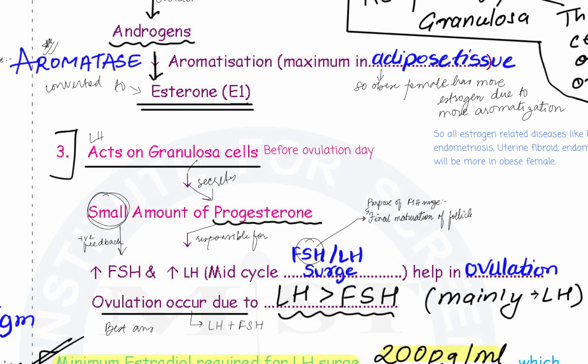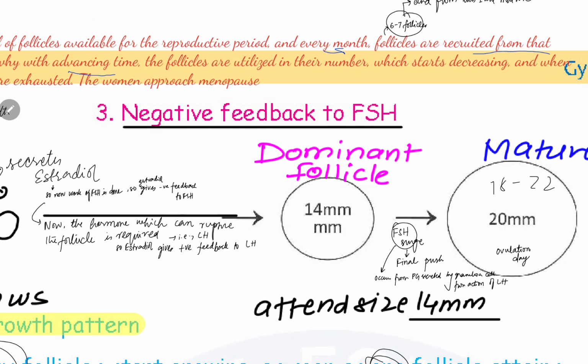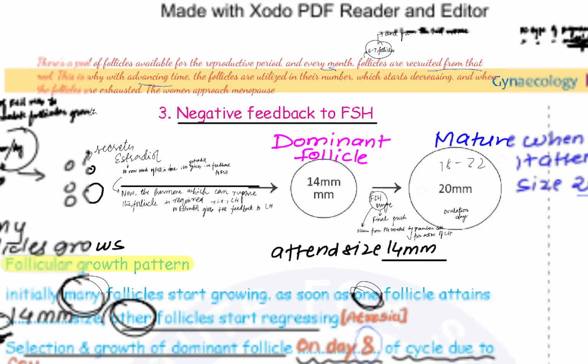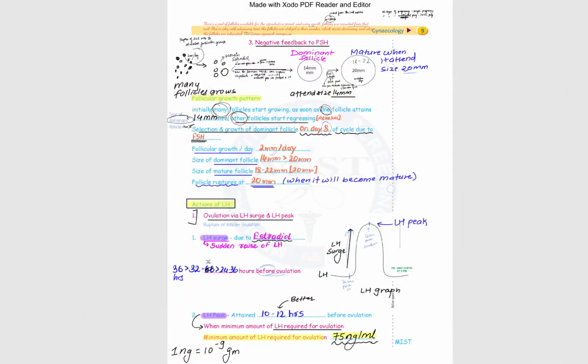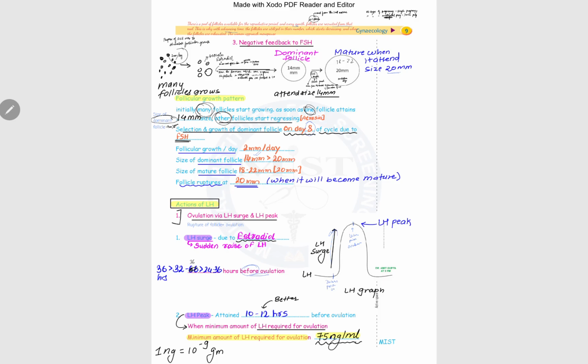Now, LH also acts on granulosa cells before the day of ovulation. So what will these granulosa cells do? They will secrete a small amount of progesterone, and this small amount of progesterone will give positive feedback to FSH and LH, causing the mid-cycle surge. This is what we were talking about here. The FSH surge which was happening was due to progesterone secreted by granulosa cells from the action of LH, not FSH. FSH has already done its work until the dominant follicle size is attained. Now there was a negative feedback. So now the surge is happening due to progesterone, which is released from granulosa cells again. Estrogen was also released from granulosa cells, but now we're talking about the progesterone released from granulosa cells from the action of LH.